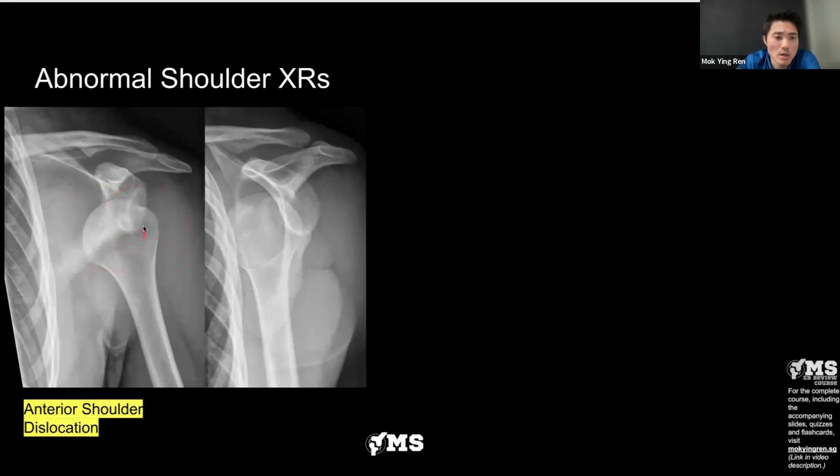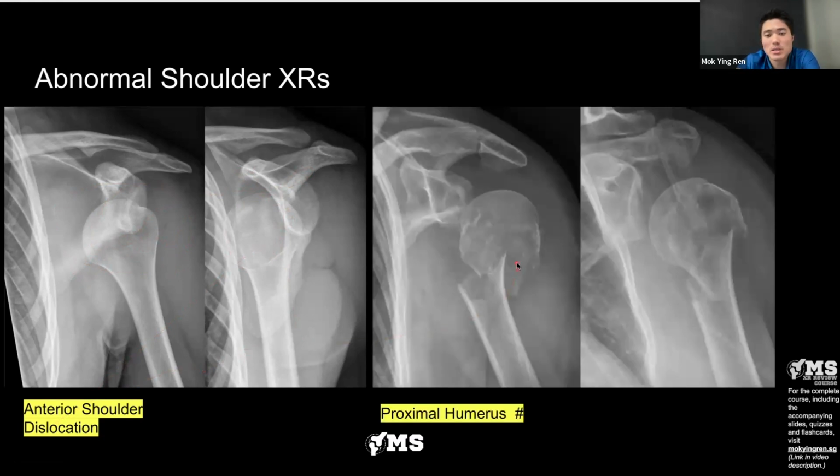So on the AP view, there is a dislocation of the shoulder, and on the Y-scapular view, we can see that it has gone anterior. So this is the anterior shoulder dislocation. Now over here, we can see that the beautiful symmetry and the smoothness of the bones that God has designed for us is disrupted. So this is simply a proximal humerus fracture.